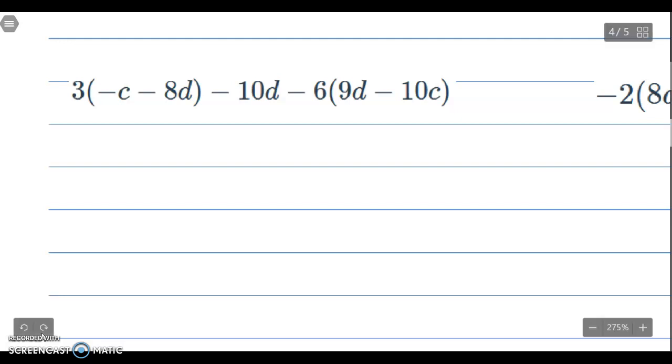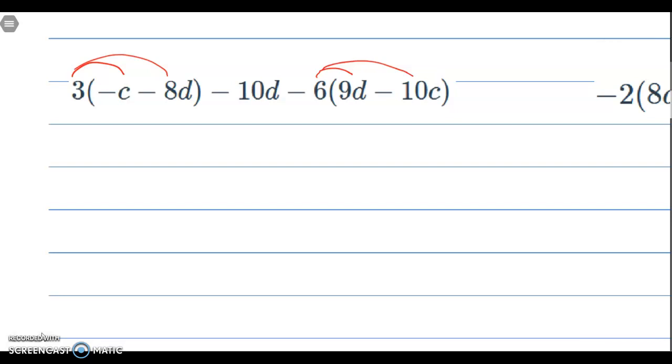The first thing I'm going to do is distribute. I'm going to distribute this 3 and this negative 6. So I've got positive times a negative, which is a negative 3c. Positive times a negative is a negative, and then 3 times 8 is 24d.